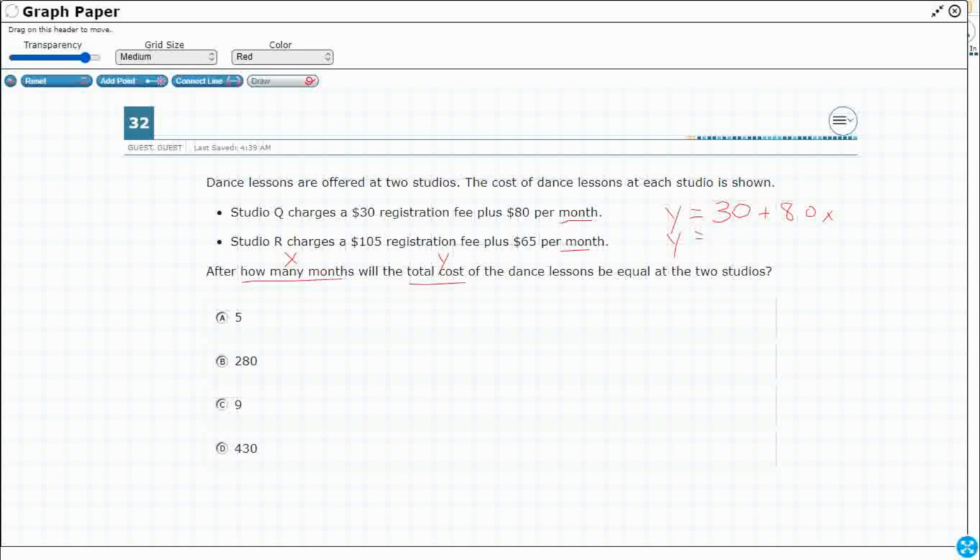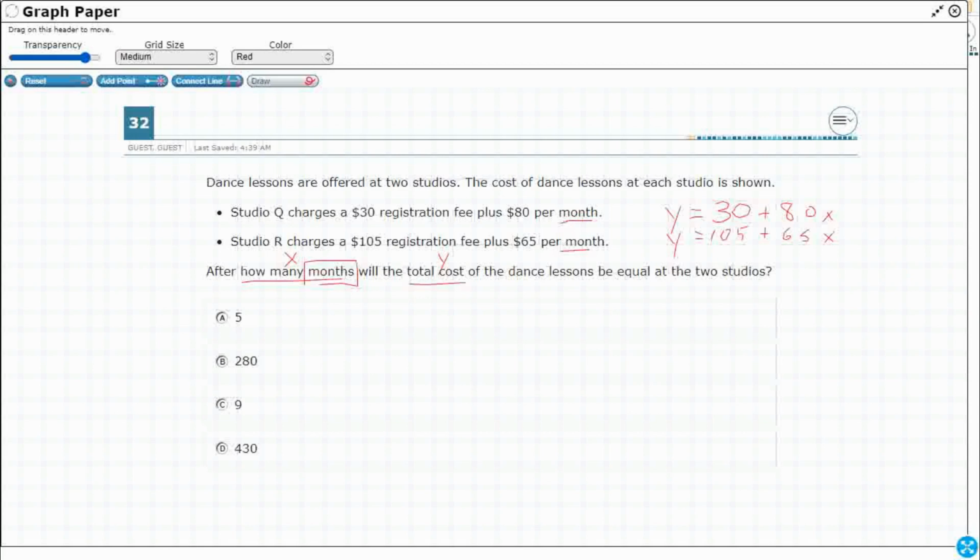My y is my total cost. Studio R's total charge is 105 plus $65 a month, 65x. All right, so what am I looking for? I'm looking for after how many months. Well, my months is going to be x, so I want to find x.